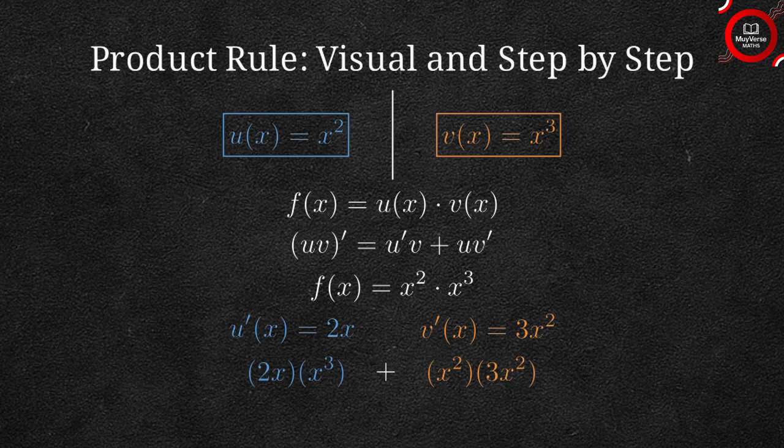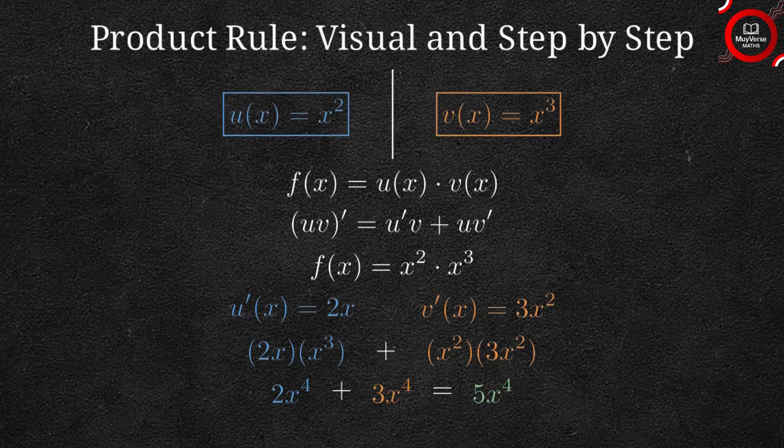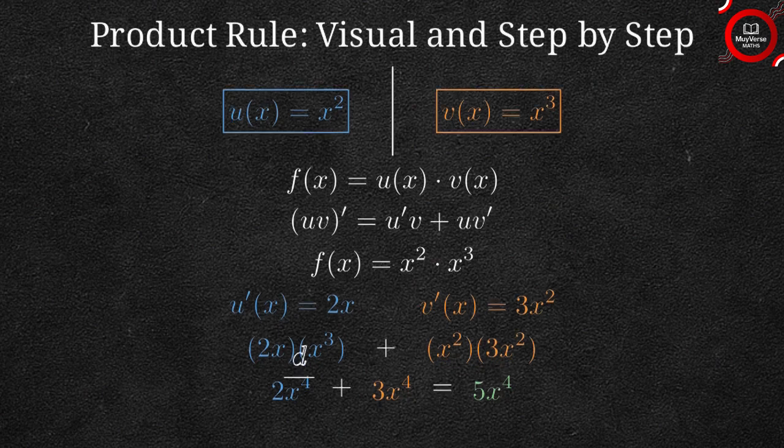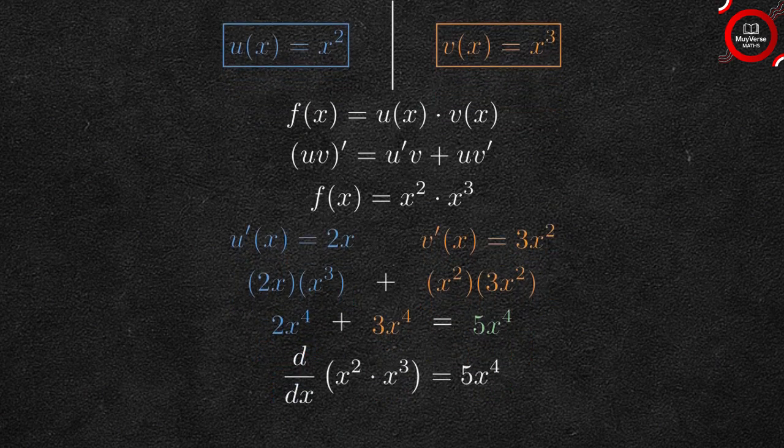We'll keep the two parts visually separated. Simplify each part. 2x times x cubed is 2x to the fourth, and x squared times 3x squared is 3x to the fourth. Add them together to get 5x to the fourth. So the derivative of x squared times x cubed is 5x to the fourth. This visual separation helps you see exactly how each part of the product rule contributes.